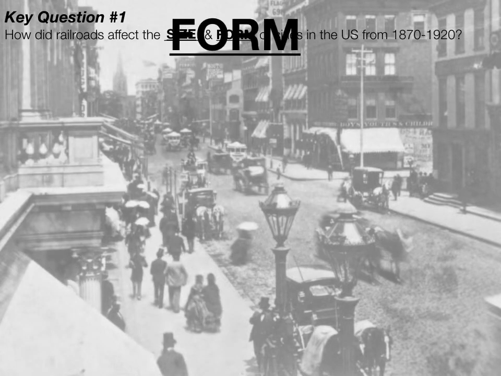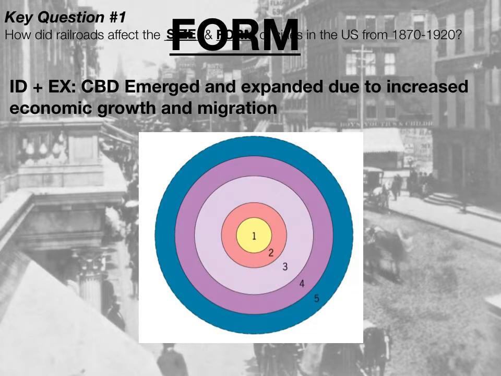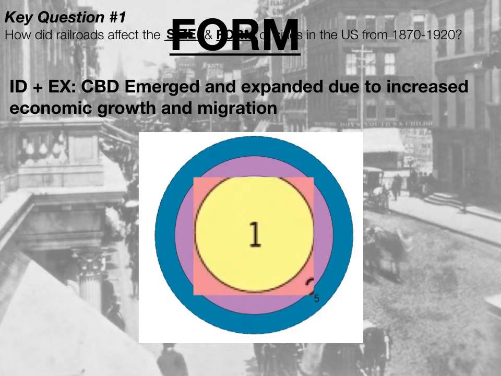Now let's look at form. How did railroads affect the form of cities in the US from 1870 to 1920? The CBD, or Central Business District, emerged and expanded due to increased economic growth and migration. So here we have an example of the Burgess model, or the concentric zone model, and we can see from the middle the CBD expands outward.